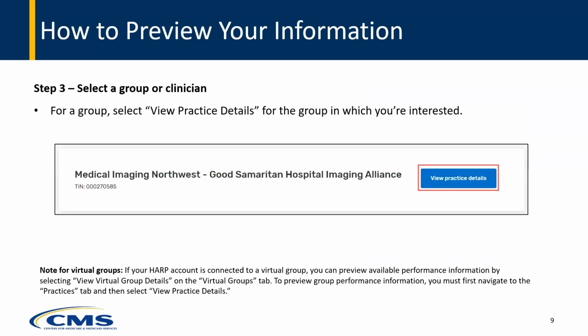To preview group performance information, simply find the group you're interested in and select the View Practice Details button to be taken to the group's overview page. Please note, if your HARP account is connected to a virtual group, you can preview available performance information by selecting View Virtual Group Details on the Virtual Groups tab.